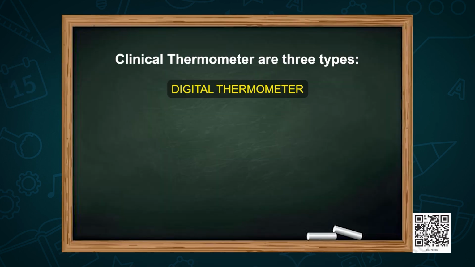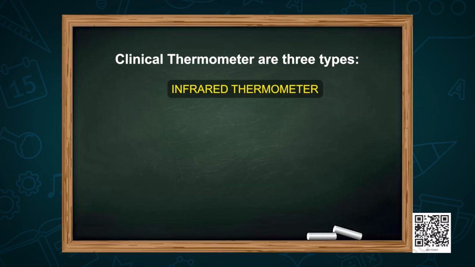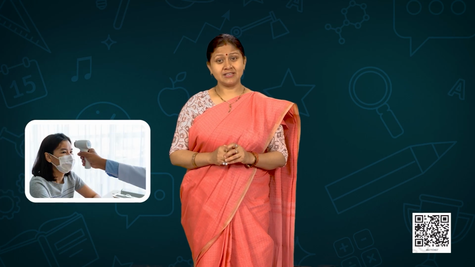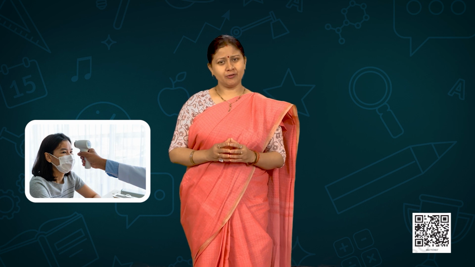Generally, clinical thermometers are of three types. A digital thermometer shows temperature in digit form. It works with a small round battery. The digital thermometer unit is denoted in the Fahrenheit scale. An infrared thermometer measures temperature without touching a person's body, because it prevents transmission of infection of any kind. Here, a doctor or health worker uses a device to measure our body temperature by keeping it close to our forehead.